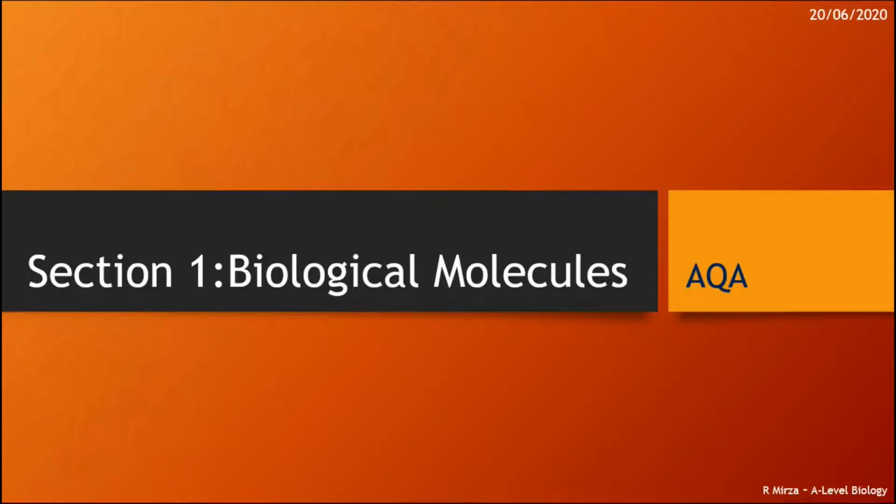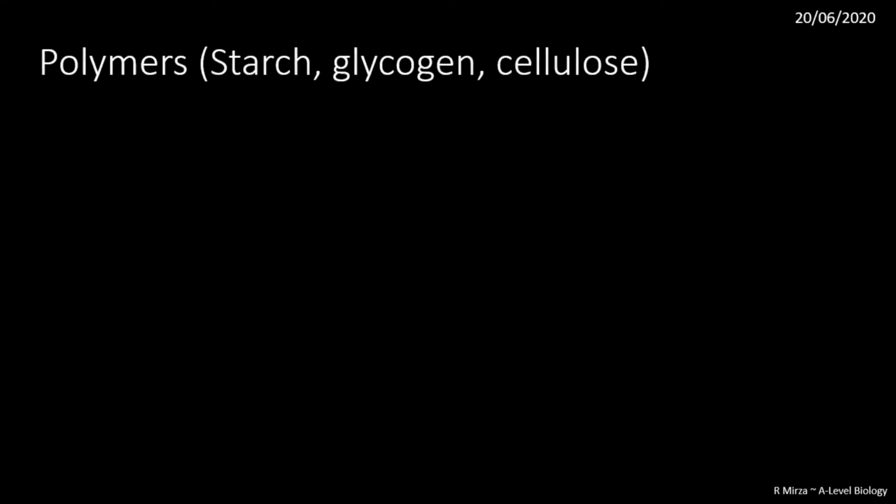In this video, we'll be exploring three subtopics from Section 1 Biological Molecules of AQA A-Level Biology. We will be exploring three major polysaccharides, which are starch, glycogen and cellulose. Let's now look at each of them in detail. Firstly, let's start off with starch.